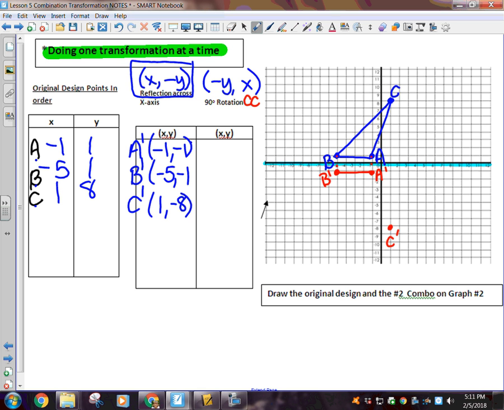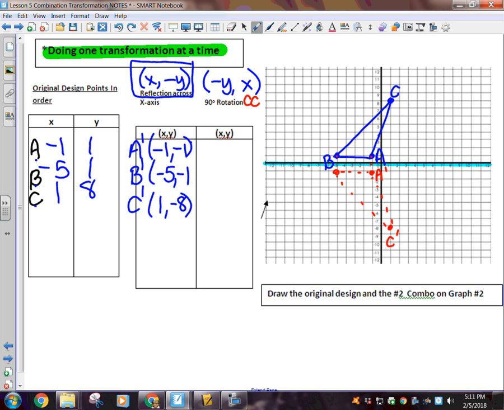-1. Okay. Now, I want to keep in mind, that is actually not going to be my final image. I might even just dash that in, because that's kind of like a stepping stone. I actually need to go one more time with it. I need to do something else to it. Now, the other thing I'm going to do is I'm going to do my 90-degree counterclockwise rotation.